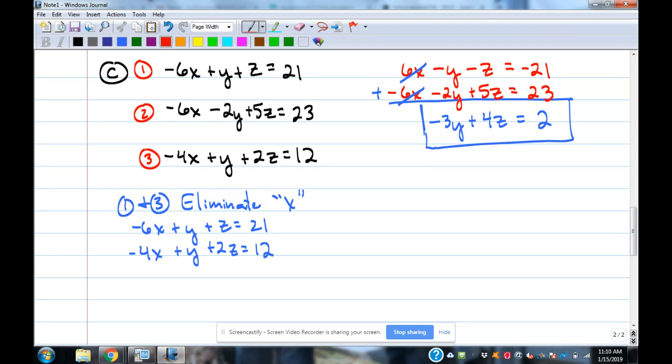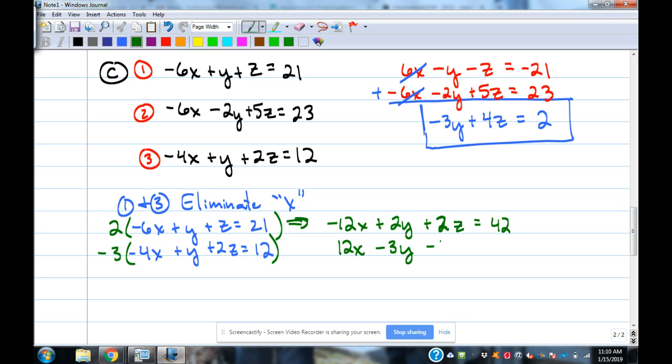So you choose which one you want to make positive and negative. I'm going to make the bottom one turn into a positive 12 and let the top one stay the negative. Okay? So I need to multiply the top by 2 and the bottom by negative 3. By multiplying the top by 2, it changes my problem into negative 12x plus 2y plus 2z equals 42 now. And then the bottom one, negative 3 times all of that, gets me a positive 12x. That's what I needed. A negative 3y and a negative 6z. Negative 3 times 12 is negative 36.